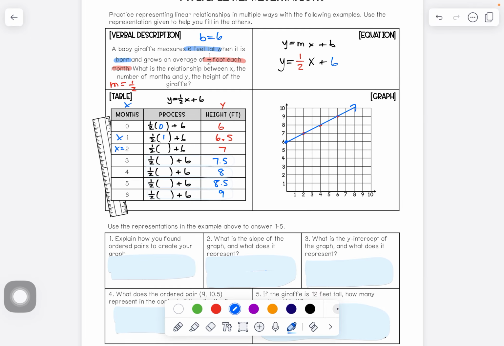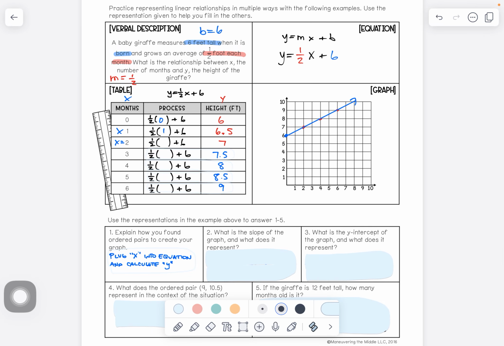Explain how you found the ordered pairs to create your graph. Well, I plugged x into the equation and I calculated y. What is the slope of the graph and what does it represent? The slope is 1/2 and it's how many feet the giraffe grows per month. It says it in the problem, 1/2 foot each month. What is the y-intercept of the graph and what does it represent? The y-intercept is 6 feet, and it's the height of the giraffe at birth, the beginning, the initial value.